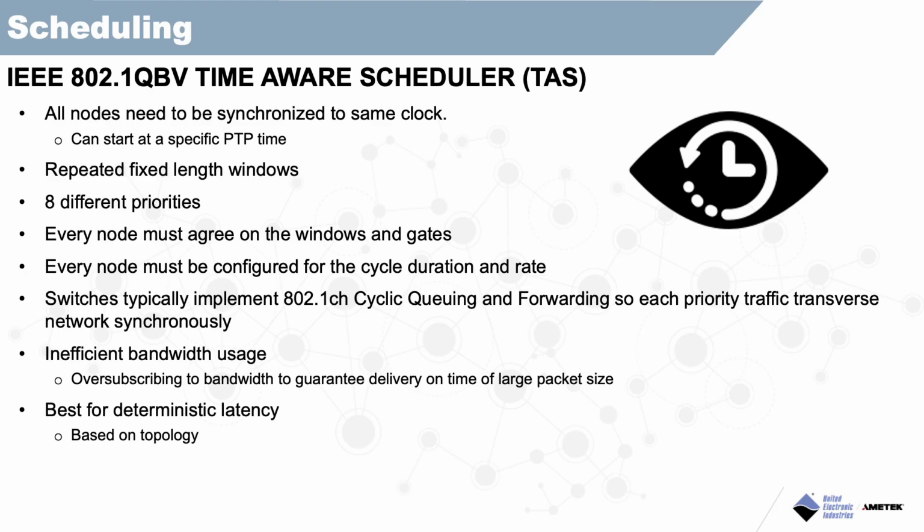EV has dedicated time slots so that it can avoid interference from lower priority traffic. These time slots can be thought of as repeated fixed length windows. Typically, there are 8 different priorities implemented within those windows. All devices are aware and share the same time domain. They all must agree on the windows and gates and a cycle duration and rate.